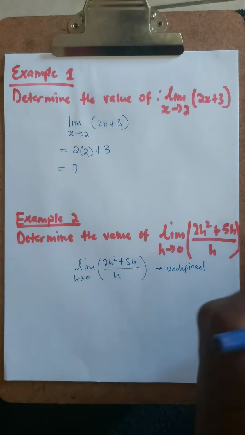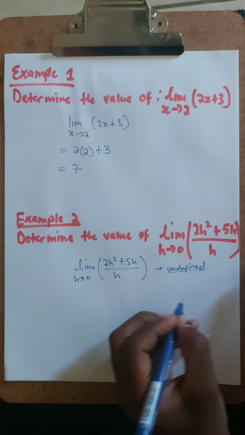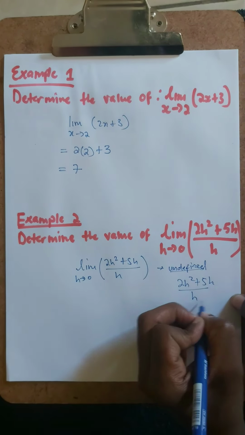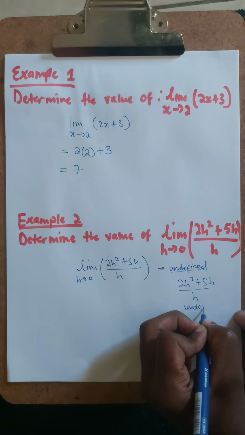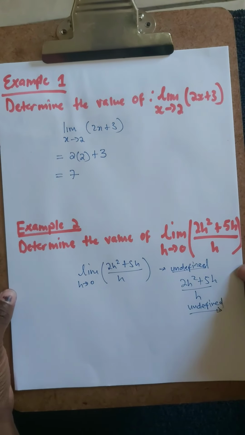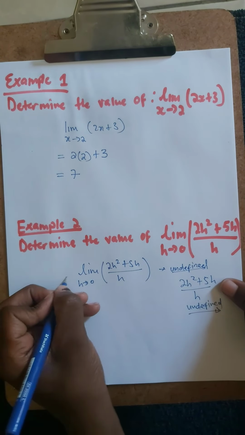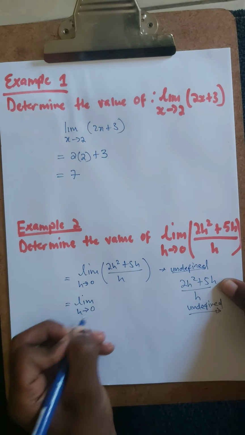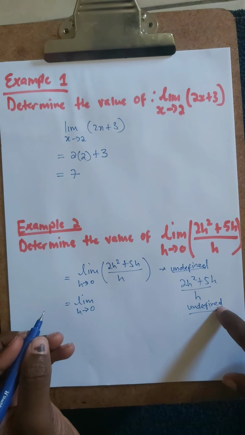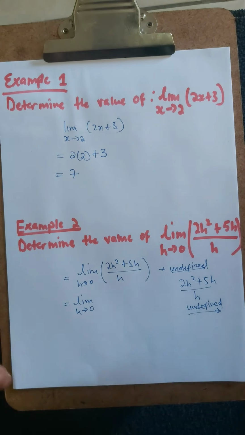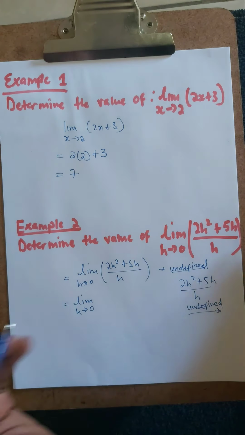In part 2 of the video, we saw that if we take (2h squared plus 5h) divided by h, then as h approaches 0, we get undefined. So when we get undefined, you have to simplify this expression. How do we simplify? In the limit, we want to substitute h, but we can't substitute now because it's undefined. You simplify until you remove the problem. The minute you substitute and get undefined, you need to simplify.